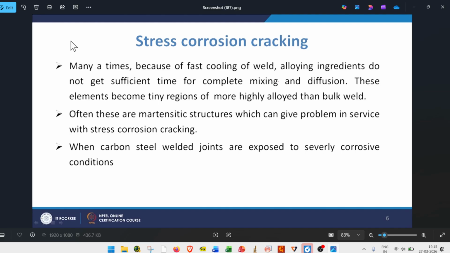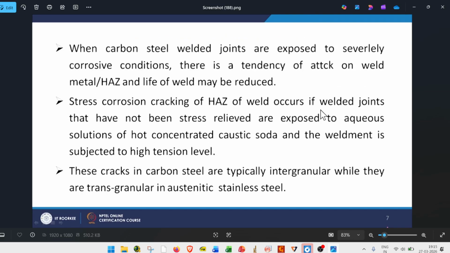When carbon steel welded joints are exposed to severely corrosive conditions, such tiny regions where high alloy content is there, once we expose them to the corrosion environment, will form a starting point for the corrosion to happen. Once the corrosion happens, the material is depleted, then the cracks will start appearing. So there is a tendency of attack on the weld metal or HAZ, and the life of the weld metal may reduce.